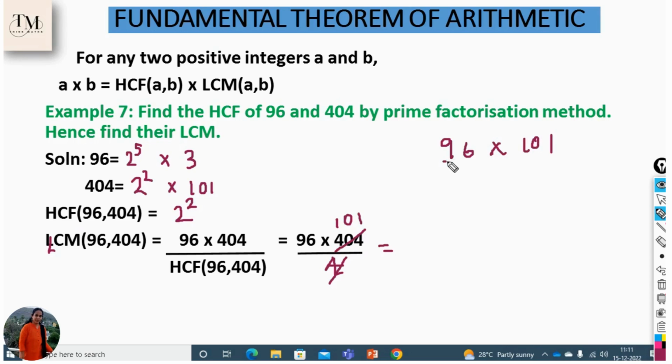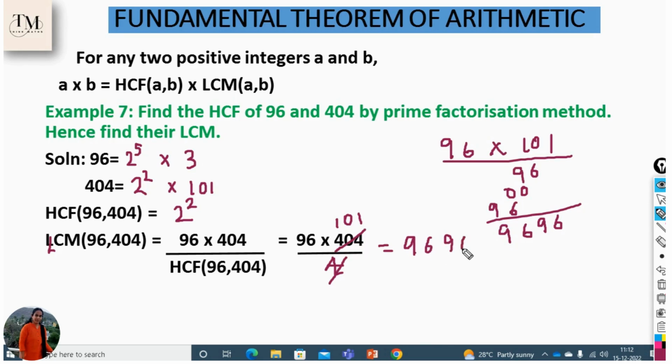So let us multiply. 1 into 96, 96. Here 0 is here. So I write zeros. 96 into 1 is 96. Adding: 6; 9 plus 0, 9; 0 plus 6, 6; 9. So the answer is 9696. So we can use HCF to calculate LCM using this formula. Okay children, can you understand? So let us go to the next problem.